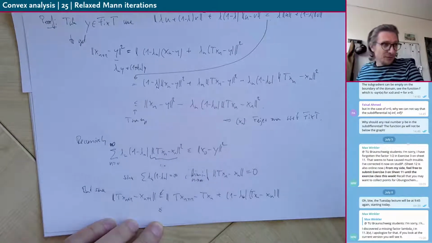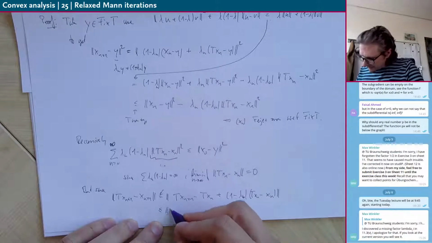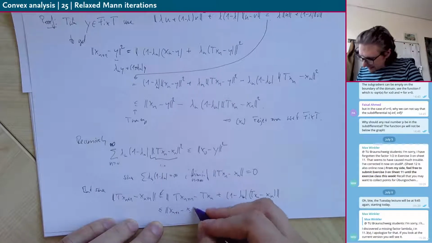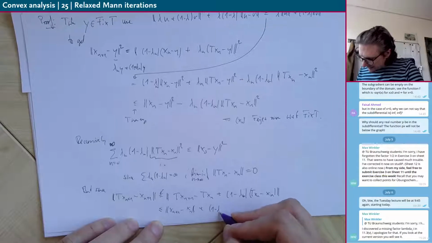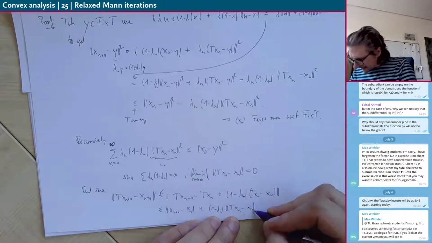So now, the next thing would be to use the triangle inequality and non-expansiveness. The triangle inequality splits this into these two parts. Non-expansiveness here gives us the norm of xn plus 1 minus xn, and then here it gives us 1 minus lambda n, and here the norm of Txn minus xn.